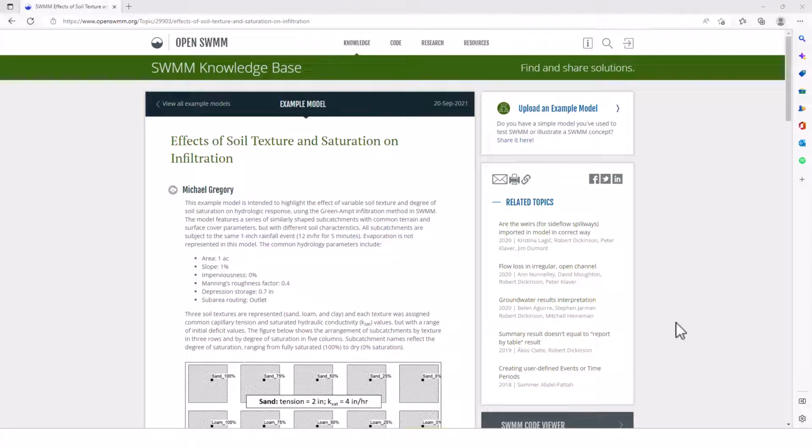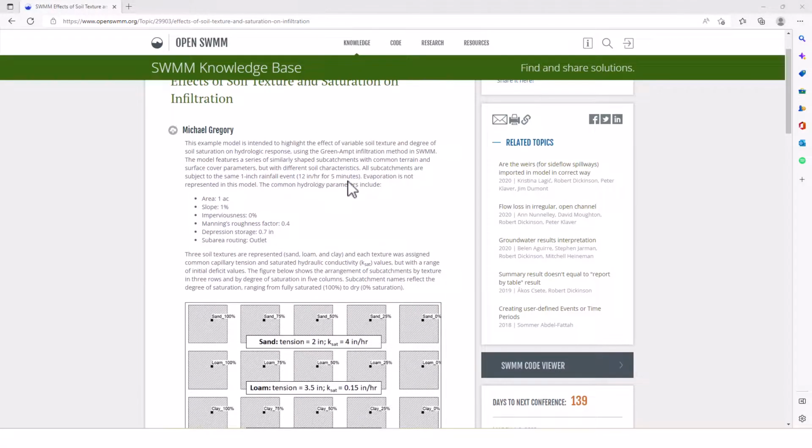And today we're going to be going over a project that I found in the SWMM knowledge base that someone posted here. This is effects of soil texture and saturation on infiltration. And so this individual states this example model is intended to highlight the effect of variable soil texture and degree of soil saturation on hydrologic response using the Green-Ampt infiltration method in SWMM.